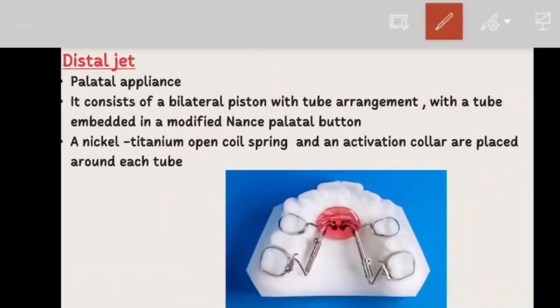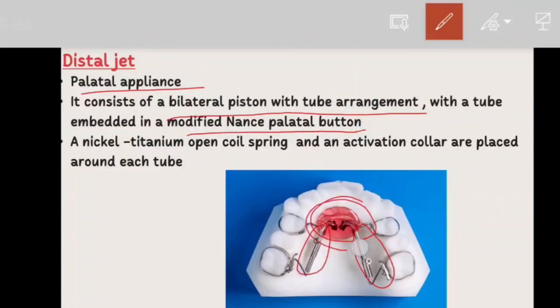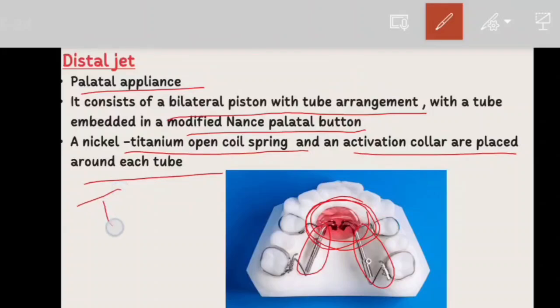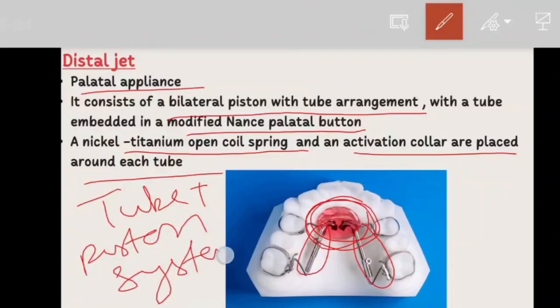Now the second one is distal jet. Okay, so here it is a palatal appliance. It consists of a bilateral piston with a tube arrangement, with a tube embedded in the modified Nance palatal button. So this is a modified Nance palatal button. A nickel titanium open coil spring and an activation collar are placed around each tube. Okay, so here the tube plus piston system and the nickel titanium coil spring. Okay, so this is a distal jet.